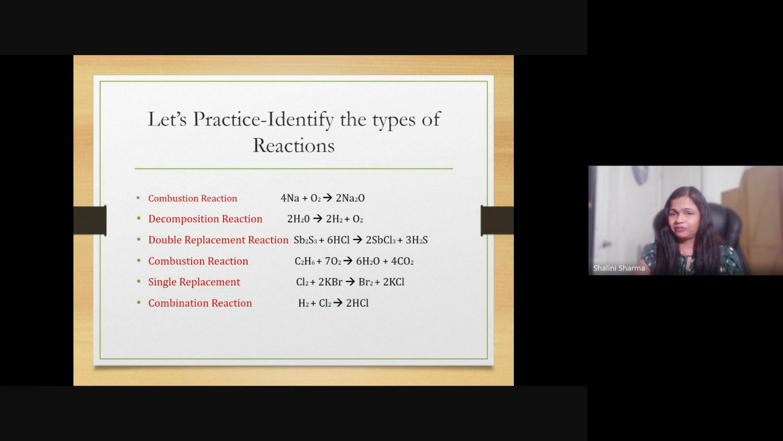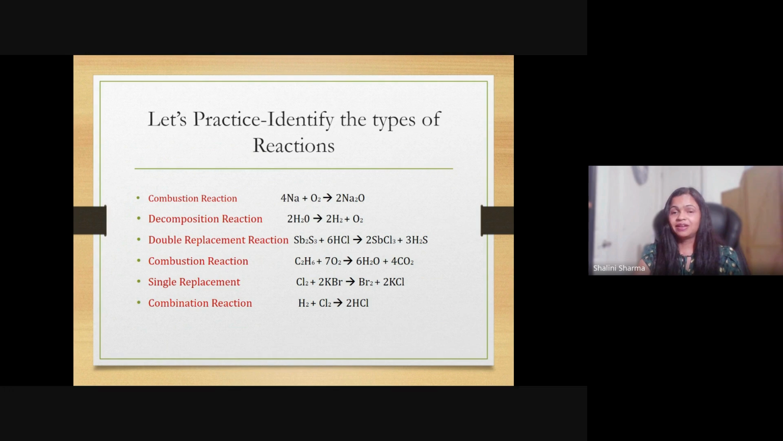Next example. Here, it's a hydrocarbon reacting with oxygen, forming water and carbon dioxide. We do see one of the reactants is oxygen. So this is a clue for us to identify it. This is an example of a combustion reaction.